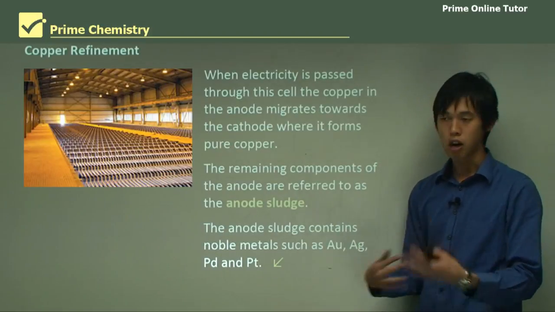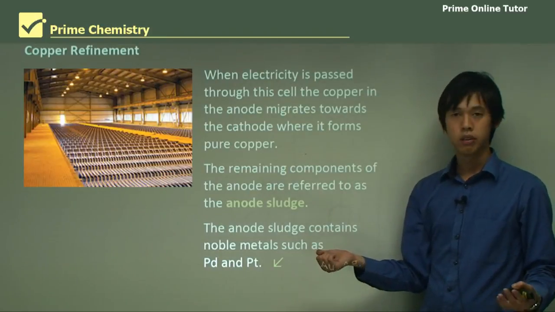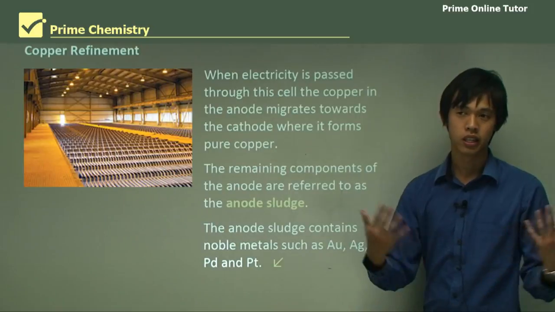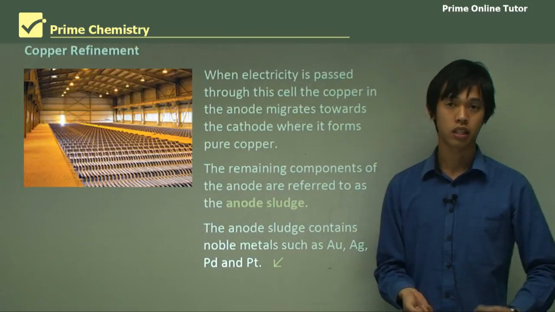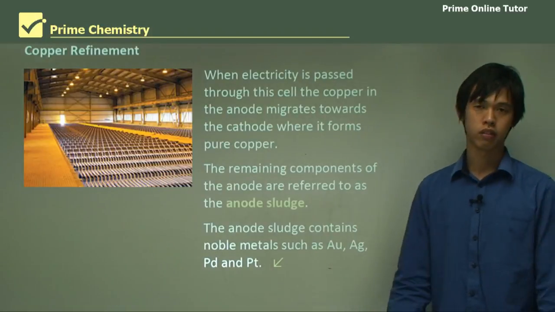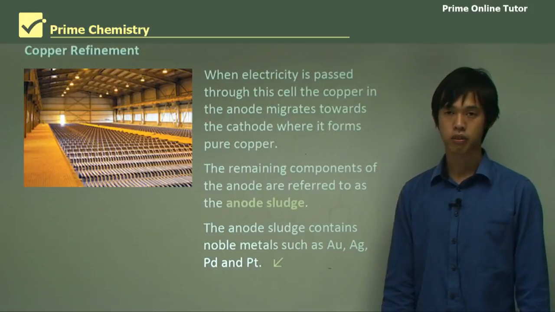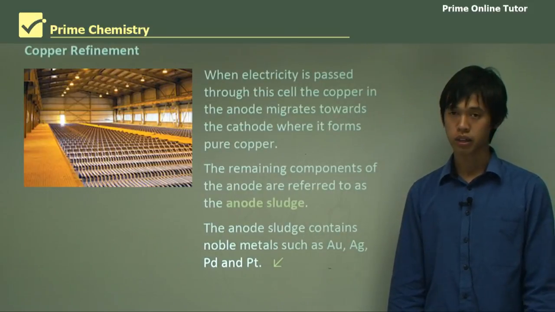So the anode sludge can actually be refined again so that we can get back these metals and make a little bit more cash if we're a copper refinement group. So that's a very nice additional benefit of copper mining and copper refining. Okay. So that concludes today's lesson on copper extraction.